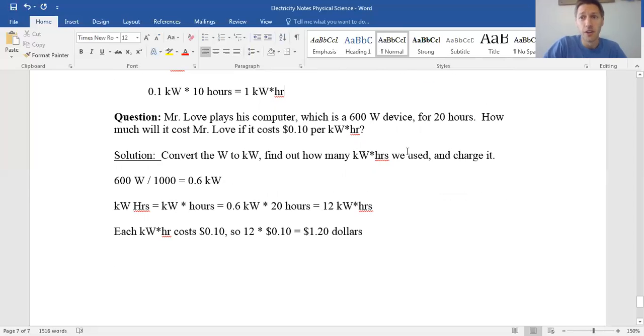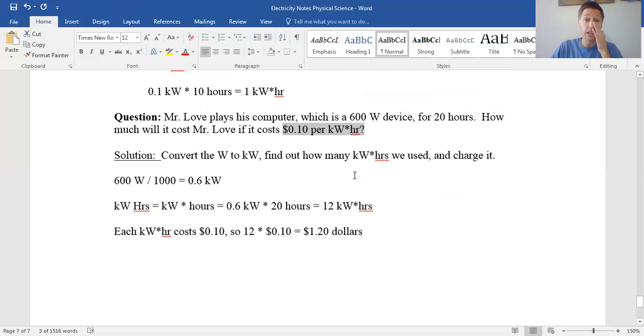The most important question is how much it's going to cost me to play my computer, or for you if you're playing your computer. So let's say I play my computer, which is a 600 watt device, for 20 hours. I want to do that straight. That's a long time. How much will it cost me if it costs X amount per kilowatt hour? The cost of the kilowatt hour changes based on where you live. It can range anywhere from 2 cents to 25 cents a kilowatt hour, depending on what region of the United States you're living in. But here in Omaha, it's 10 cents to 11 cents, depending on how many you use.